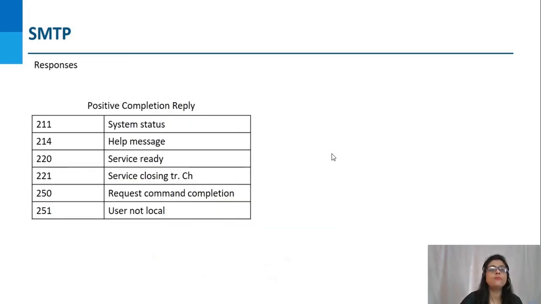Now, the responses for positive completion reply are: if it is 211, it means the system status. 214 is the help message. 220 is the service ready message. 221 is service closing transmission channel. 250 is request command completion. 251 is user not local.